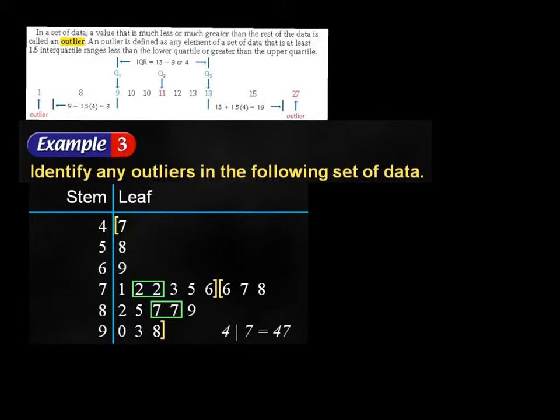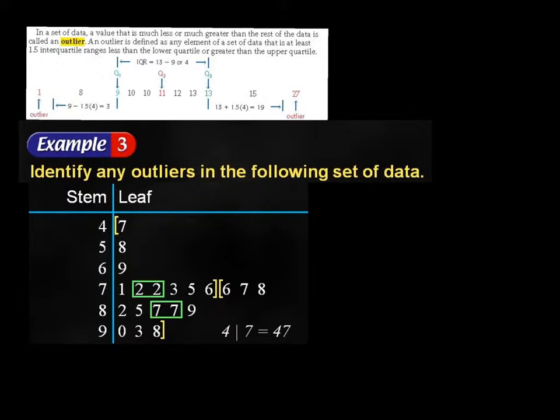They were ever so kind in example 3 when they asked us to identify outliers because they gave us our data in a stem and leaf plot. So that means, of course, it's organized for us in order from least to greatest. And here's our key, 4 bar 7 equals 47. And they even have counted for us. There are 20 pieces of data. So they were so kind as to count 10 and 10, and there's our median.